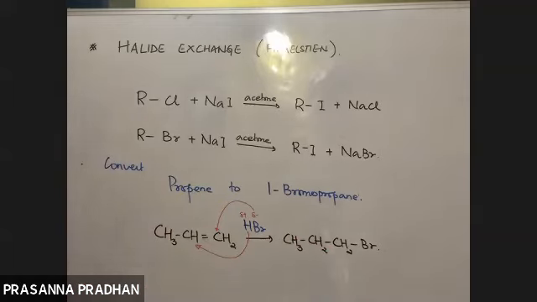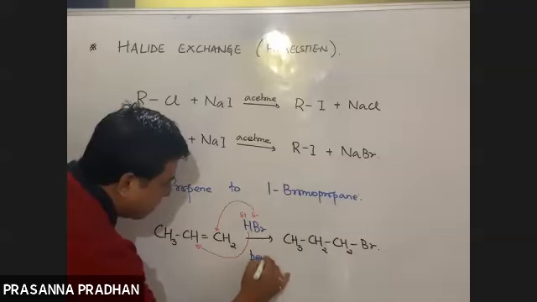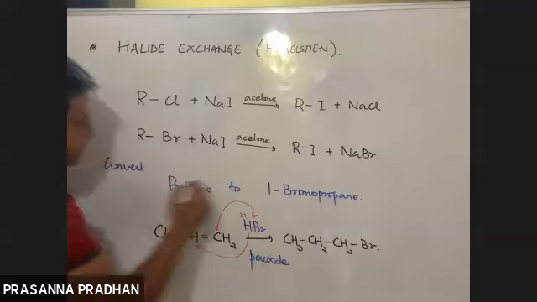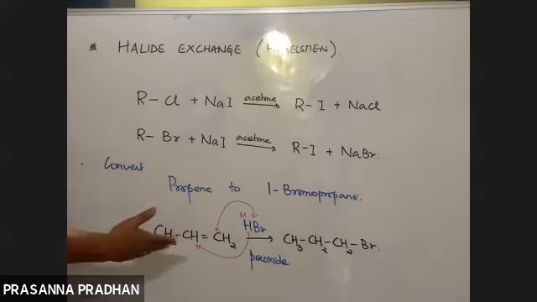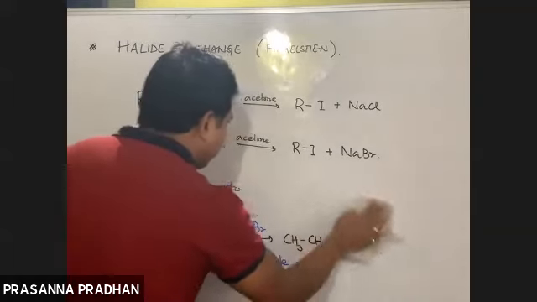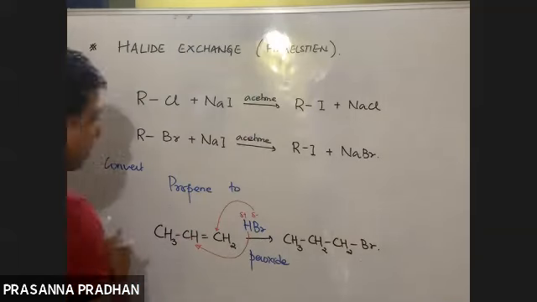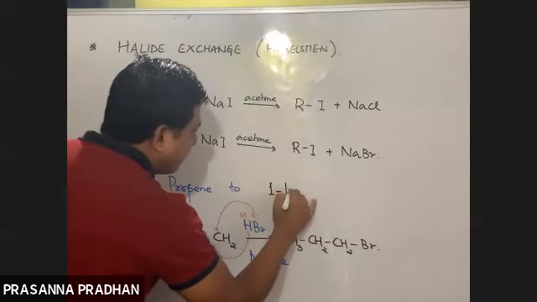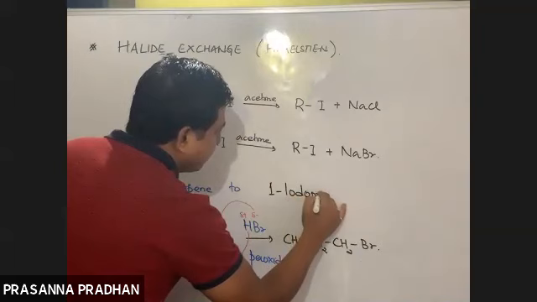So which rule is followed during this transformation? Anti-Markovnikov's rule. So what am I supposed to write out here? I am supposed to write peroxide. Not hydrogen peroxide, any peroxide. Even if you just write peroxide, that will serve the purpose. Now, just think and try to do this on your own: convert propene to 1-iodopropane.